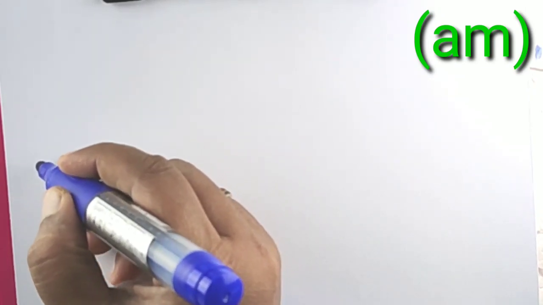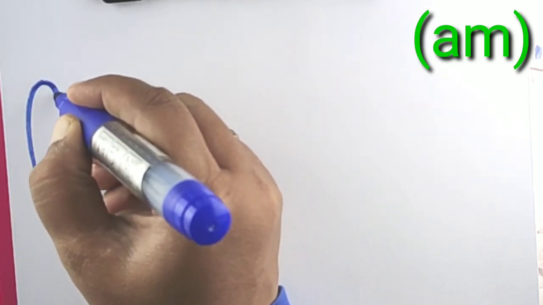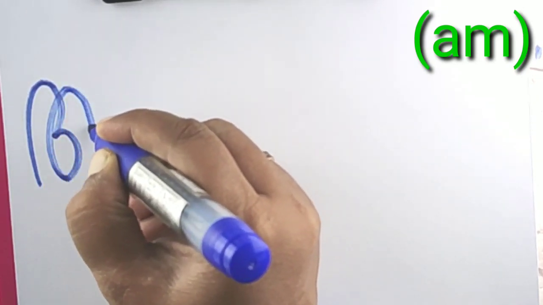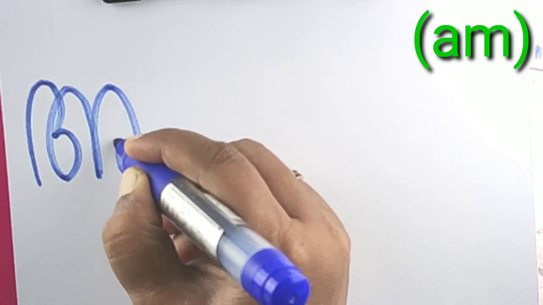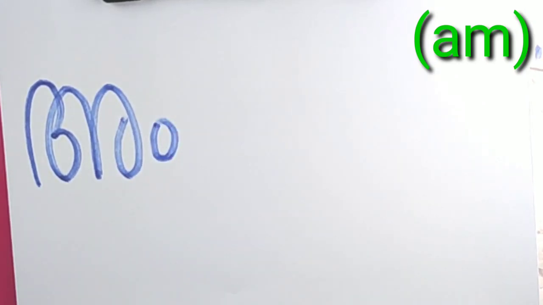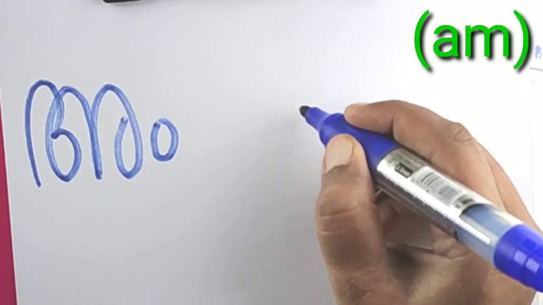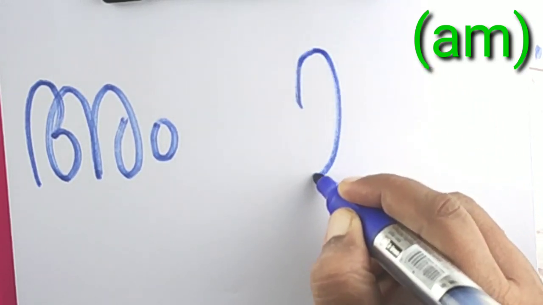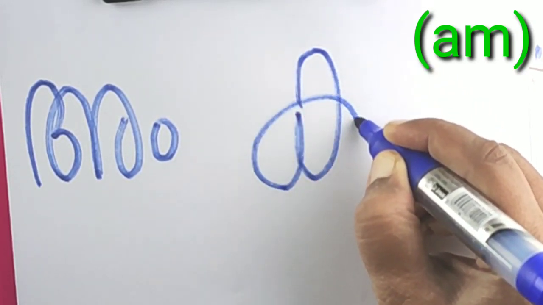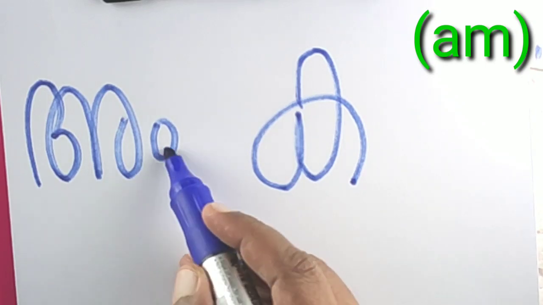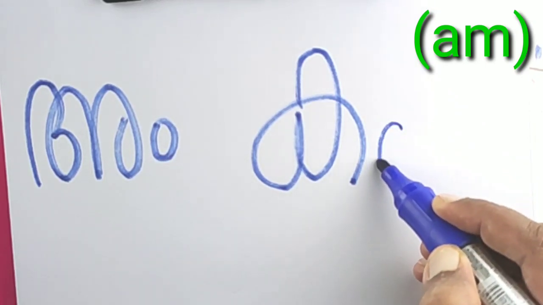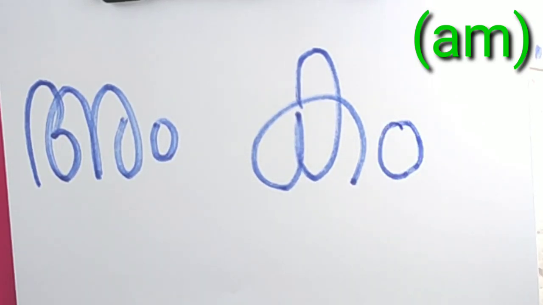Now the next letter is this. Now we want to write ka with the sound. So we'll write ka first and we'll put this over here, which makes it come.